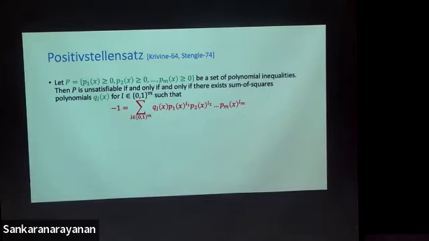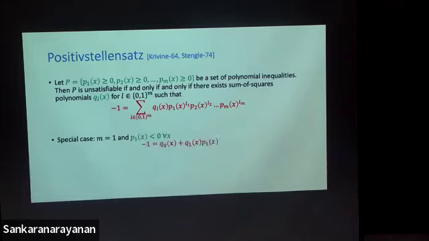Okay, so let's look at how this relates to what we saw till now, right? Till now, we were only looking at one polynomial. So let's look at the special case when m is equal to 1, right? There's only one polynomial. So what does it mean for that system to be unsatisfiable? It's satisfiable if there exists a single x such that p1x is greater than or equal to 0. So when we say unsatisfiable, that means for all x, p1x has to be strictly less than 0. Right? That's what unsatisfiable means.